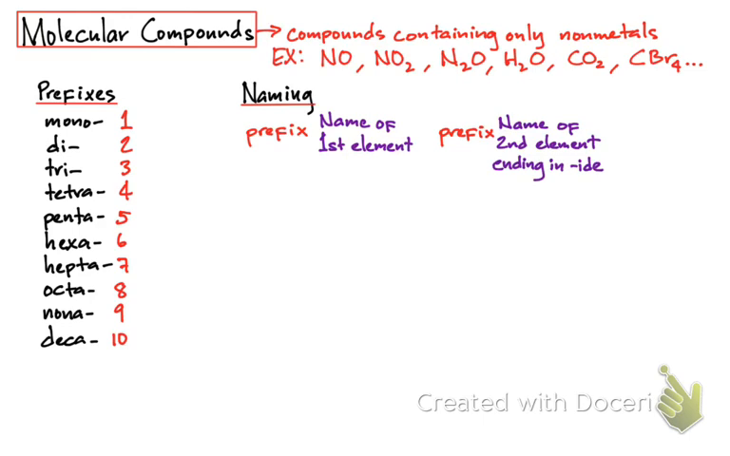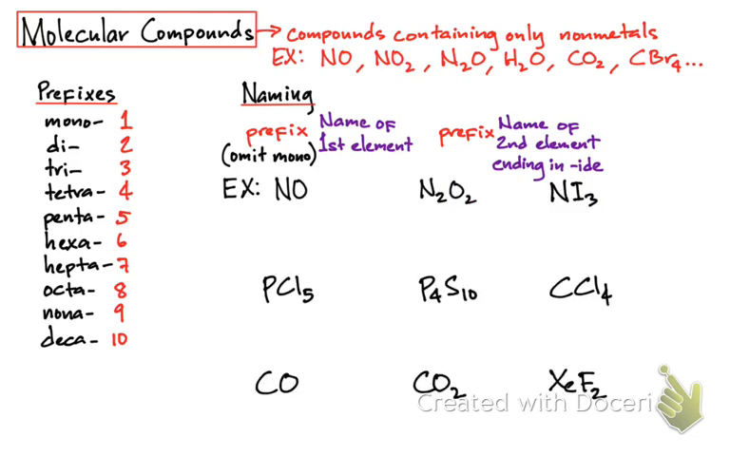Okay, so if you only have one atom of the first element, you would have to drop the word mono. Okay, so it's already implied that you have one atom of that element in nitrogen monoxide, for example. Same thing with carbon monoxide or carbon dioxide. You omit the prefix mono for the first element. All right, so let's look at some examples here.